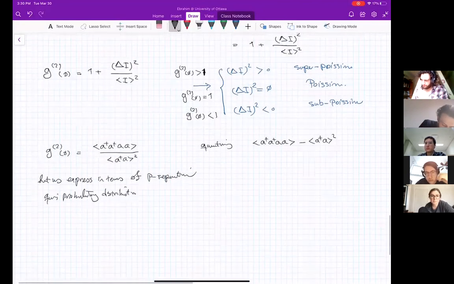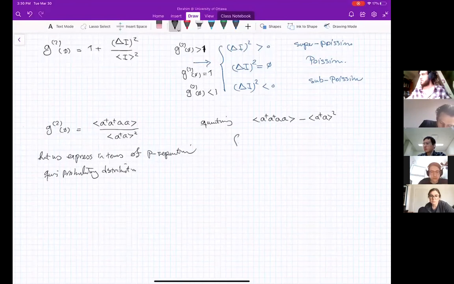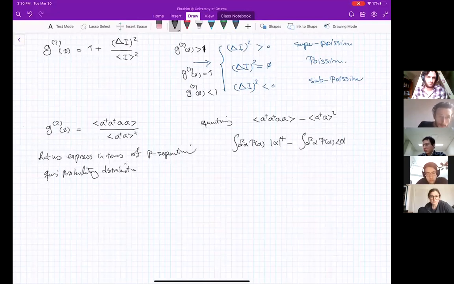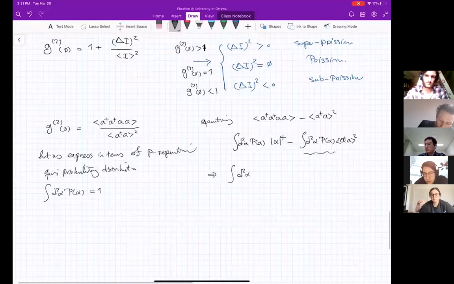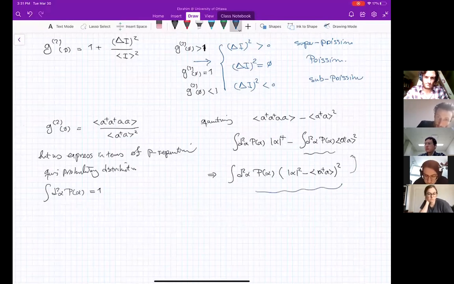Okay, so this quantity essentially will be equal to the integral of d2alpha P alpha, alpha to the power of 4 minus, okay, I can write it in this way, d2alpha P alpha, A dagger A to the power of 2. Remember, the integral of d2alpha P alpha is equal to 1, okay? So this is what I have written here. I just multiply by 1. Good? Then this quantity, you can even write it in terms of P alpha, alpha squared minus A dagger A to the power of 2. You can try just to expand it, and you will see that you will get the upper version.